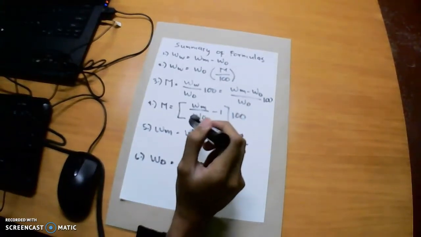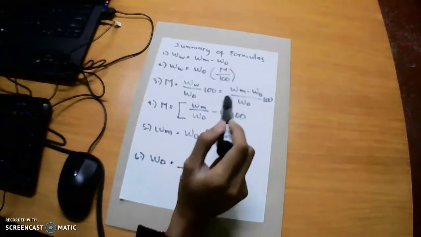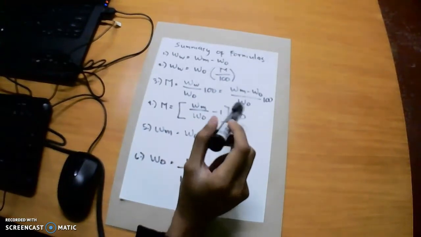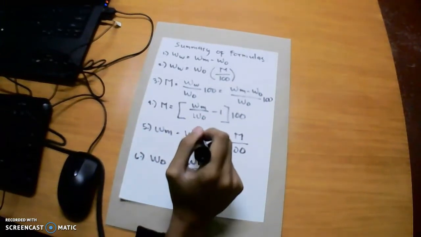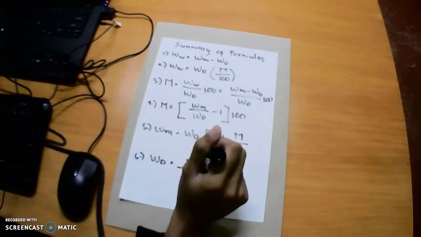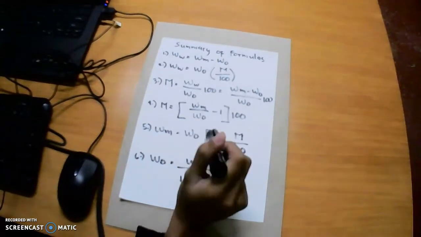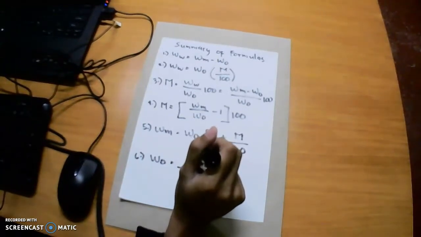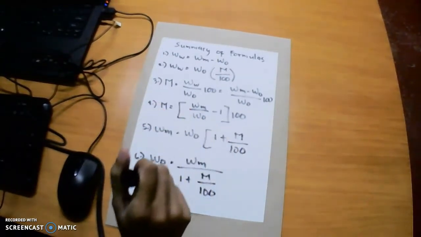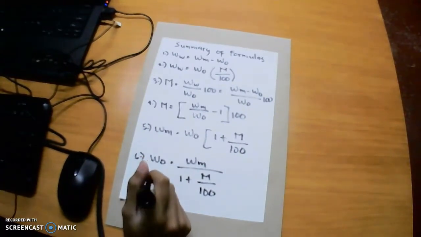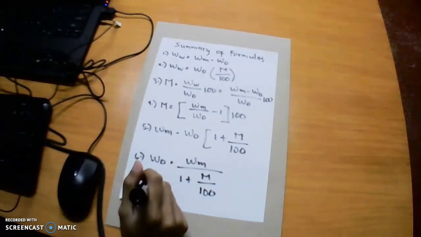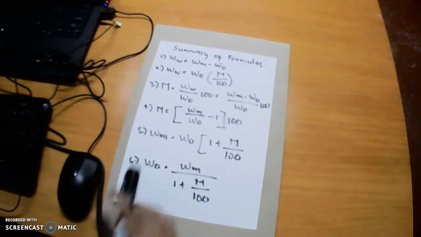So, I want you to go directly to the summary formula in your module. This summary of formulas is our basis in computation for percent moisture content problems that you will encounter during your final exam. Okay? So, during the final exam, prepare this summary of formulas because this will be your guide in computation. Number 1 formula, weight of water.